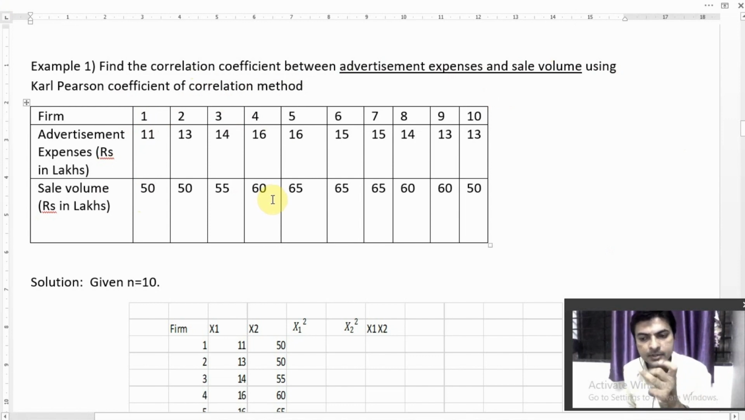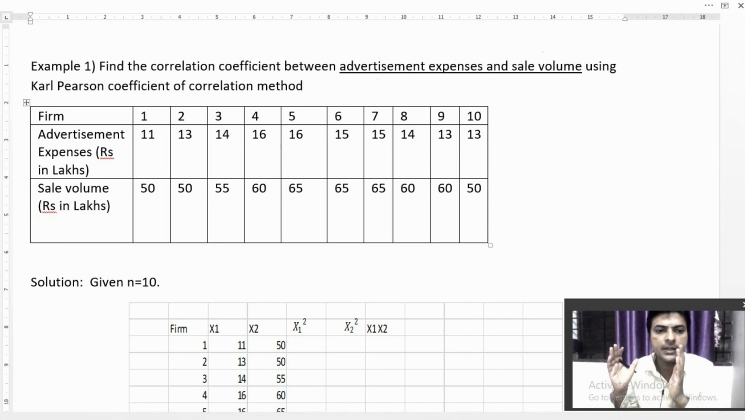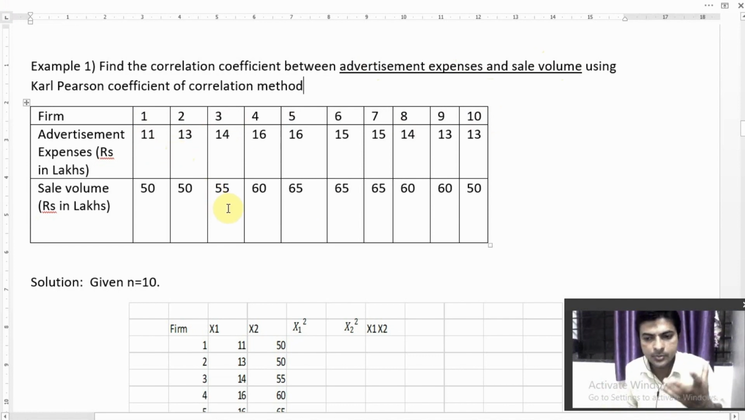You can see there are three variables, x1, x2, x3, but here the correlation coefficient you have to find is only for two, that is advertisement expenses and sale volume. So therefore this is a simple correlation coefficient where we use Karl Pearson's. Very important. Here you can see firm we have taken as constant, so the x1 1, 2, 3, 4, 5 till 10 are constants. You can see the advertisement is in lakhs, and sale volume is also in lakhs. So the more you advertise, you can see sale increases. Like your products, anything which you advertise more, definitely sale will increase more.